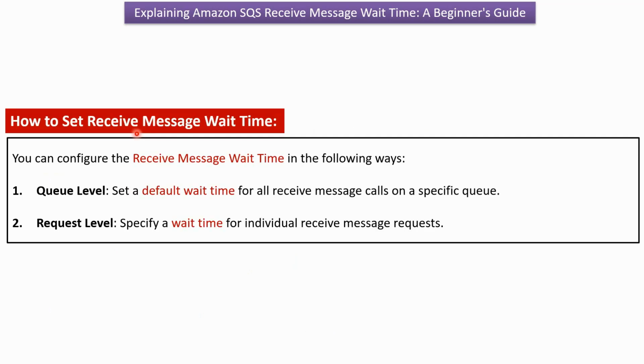How to set receive message wait time? We can configure the receive message wait time in two ways. The first one is queue level. Set a default wait time for all the receive message calls on the specific queue. Second way is request level. Specify a wait time for an individual receive message request.